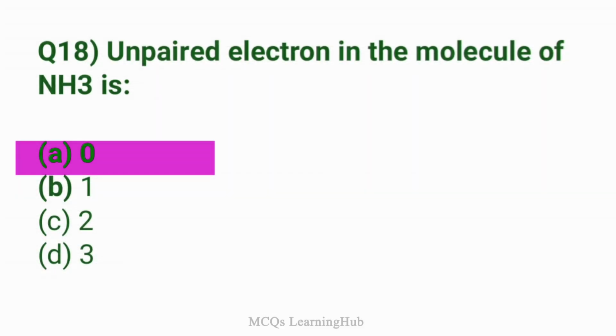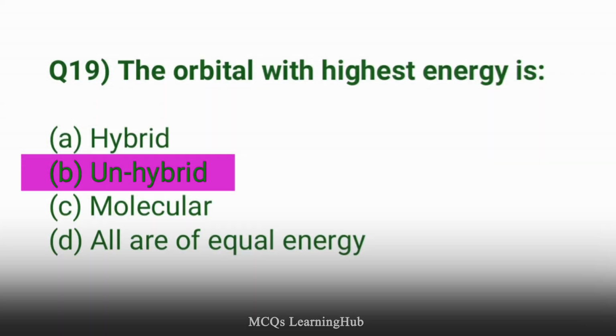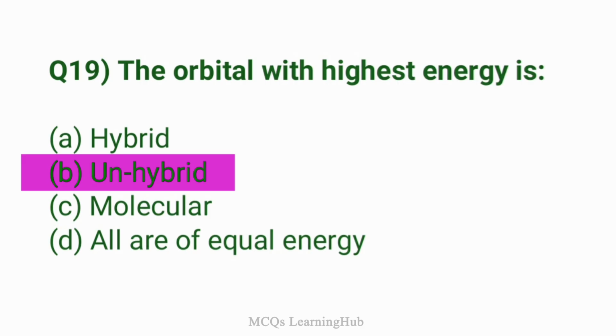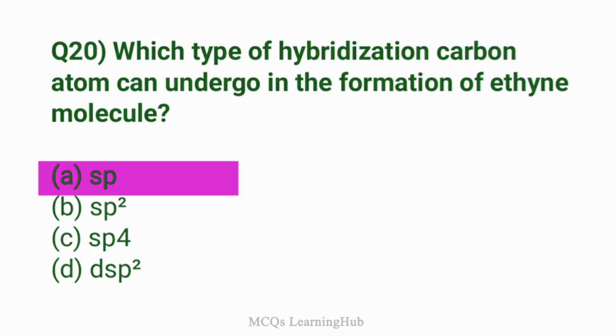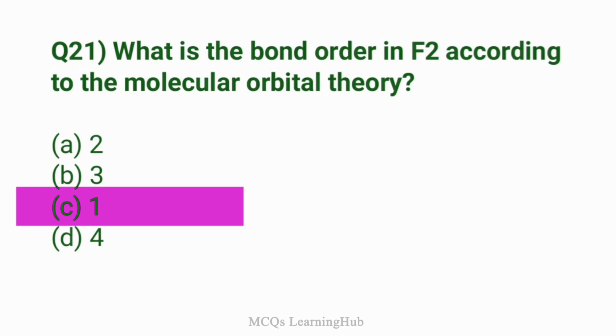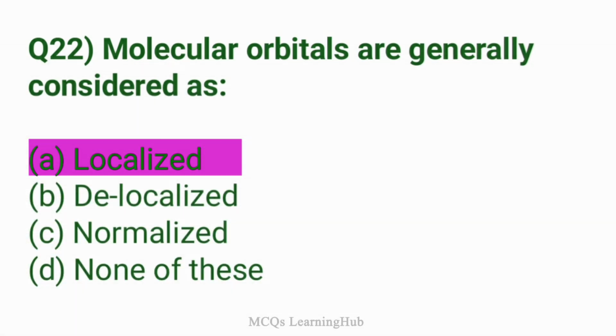Next, unpaired electron in the molecules of NH3 is option A is correct, 0. The orbital with highest energy is option B, unhybrid. Question 20. Which type of hybridization carbon atom can undergo in the formation of ethane molecule? Option A is sp3. Question 21. What is the bond order of NF2 according to the molecular orbital theory? Option A, 1. Molecular orbitals are generally considered as option A, localized.